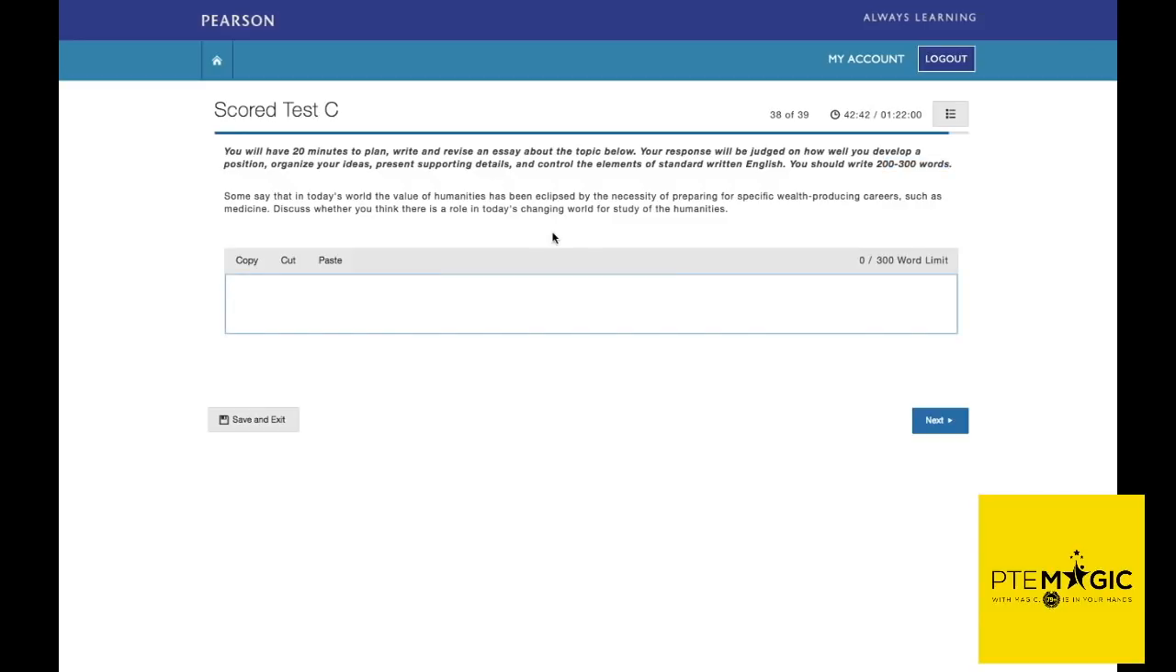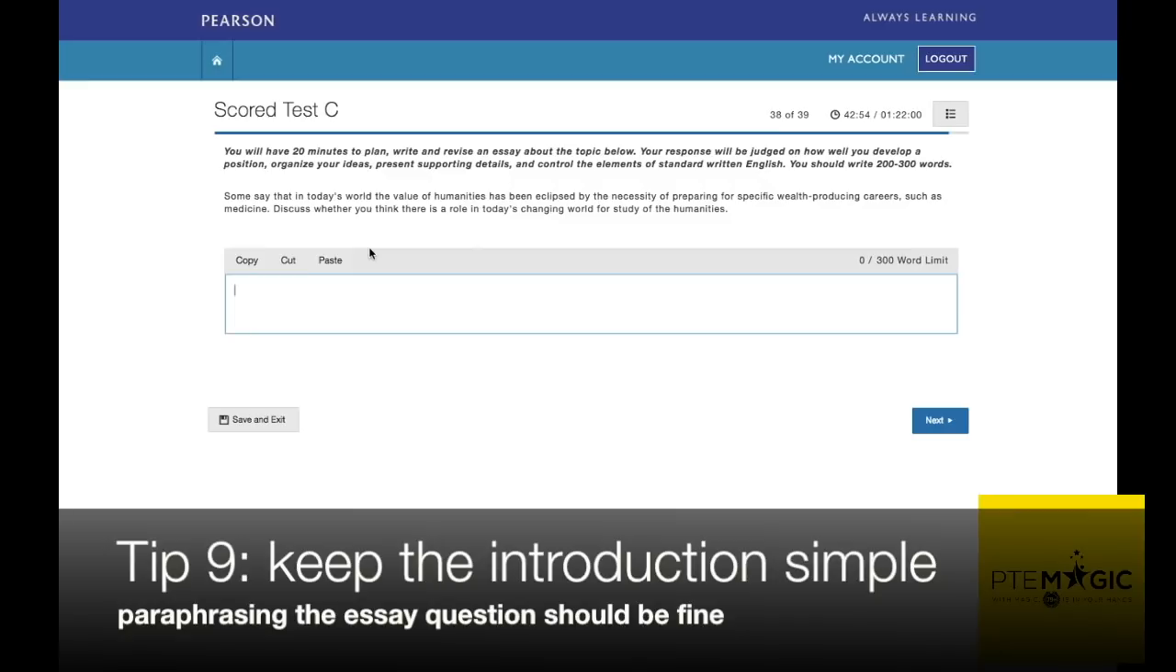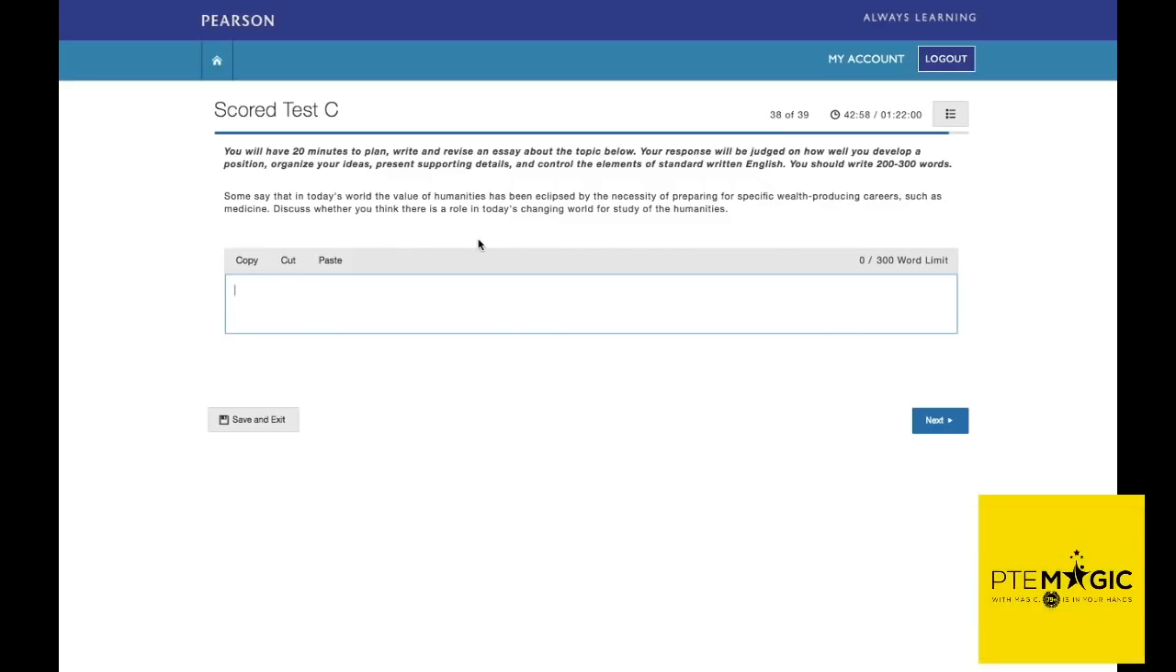So first thing we need to do is to plan, but before planning, let's just quickly write our introduction. Okay, introduction, just keep it simple and paraphrase the main topic. Okay, you don't have to write anything too complex and too sophisticated.